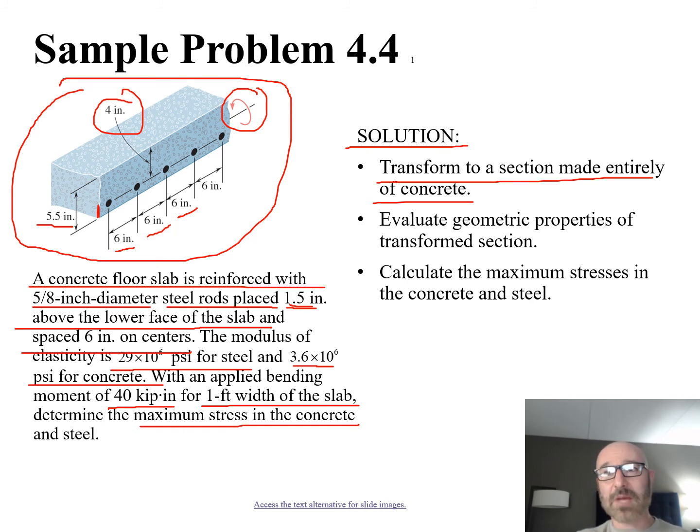We've seen a couple different example problems as we've gone through this module. From there, we're going to evaluate the geometric properties of the transformed section, and then once we've done that, we're going to go back and calculate the max stress for the concrete and then back to the steel using that n factor, which is the ratio of our modulus of elasticity between those two.